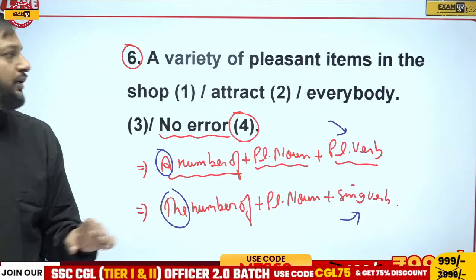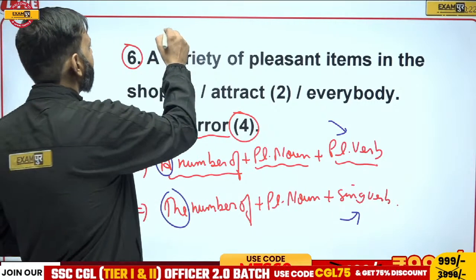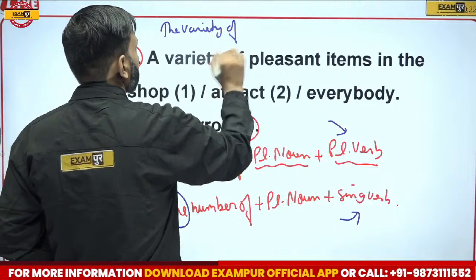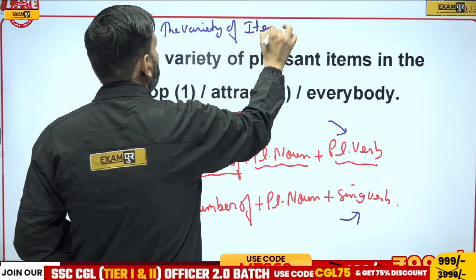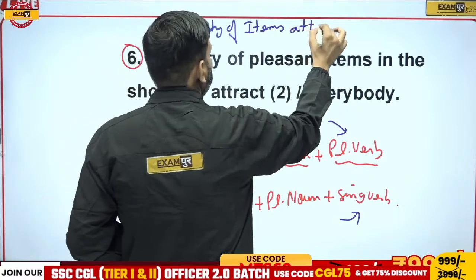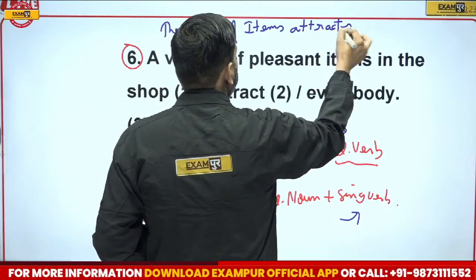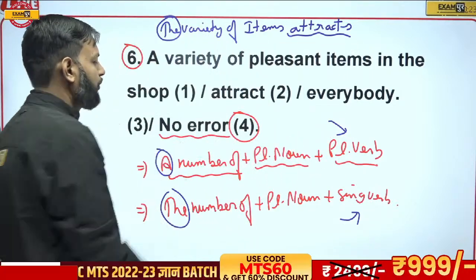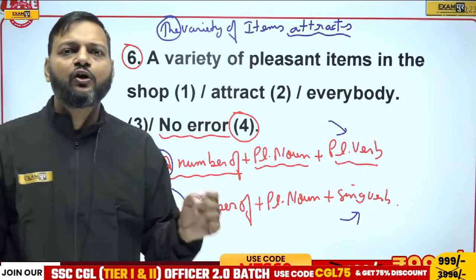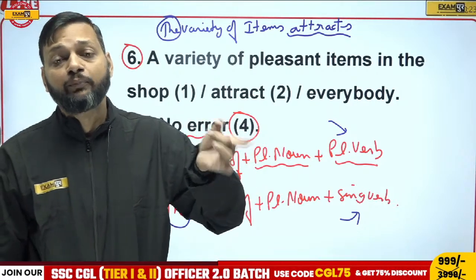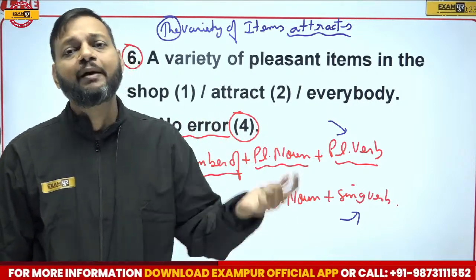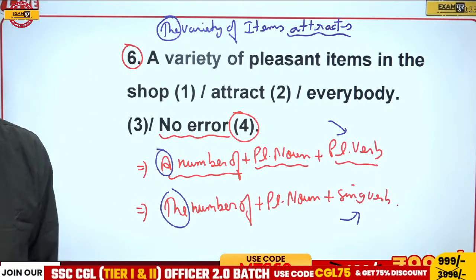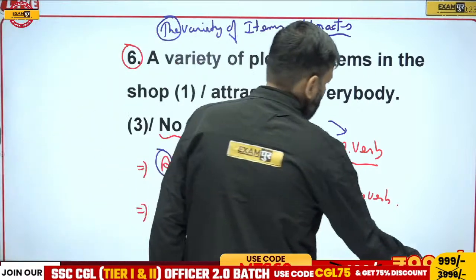So the variety of items attracts. We would have used attracts if there were the. So a number of is followed by plural noun, plural verb, and the number of is followed by plural noun, singular verb. Clear? Okay, now the next one.